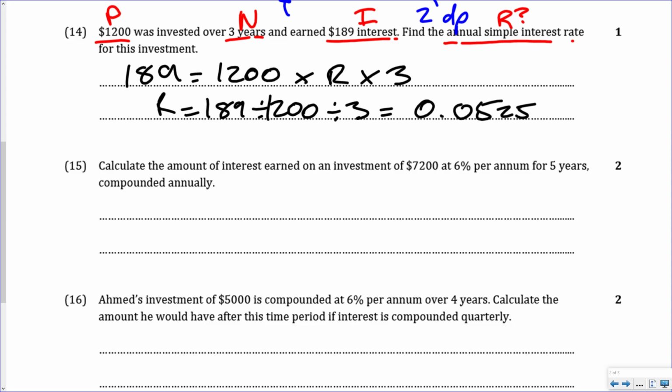0.0525 means 5.25%. I just need to make sure you do that change at the end. Essentially, what we're doing here is we're reversing. We knew how much interest we earned. What we needed to do is find the rate at which that was earning its interest.